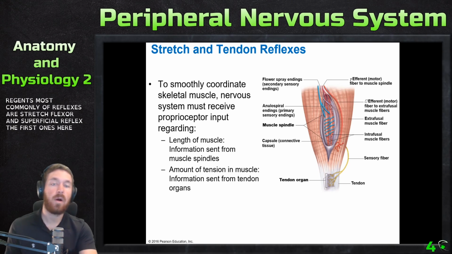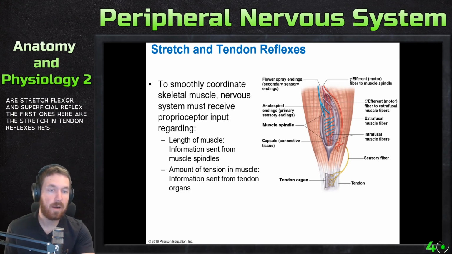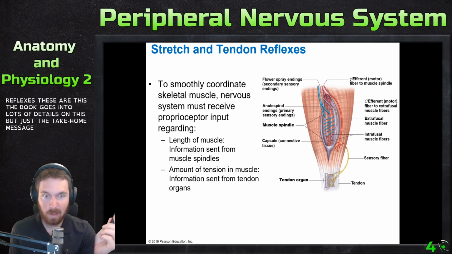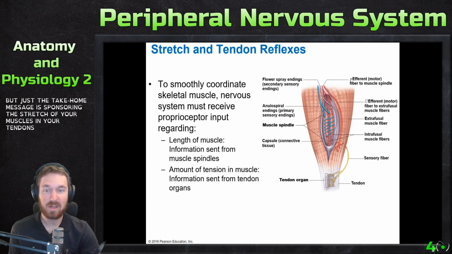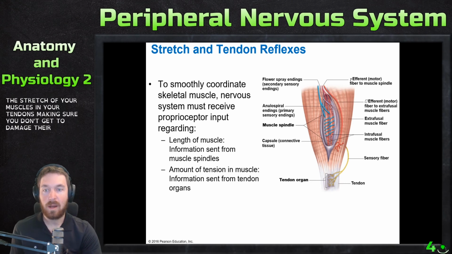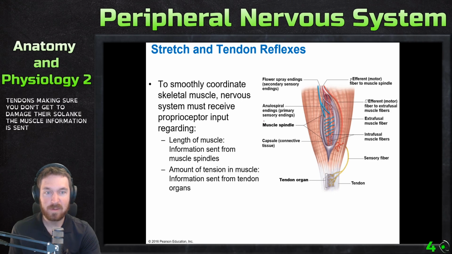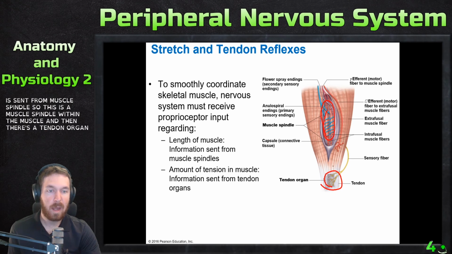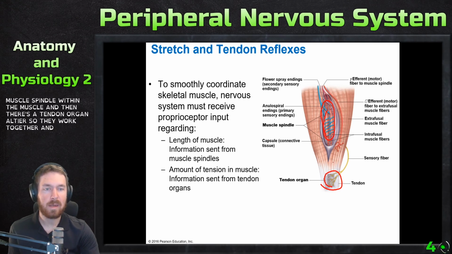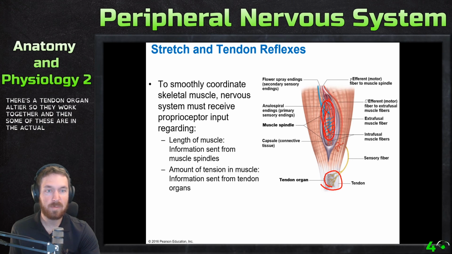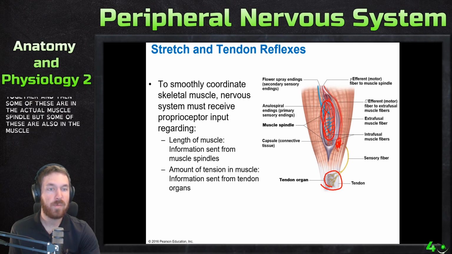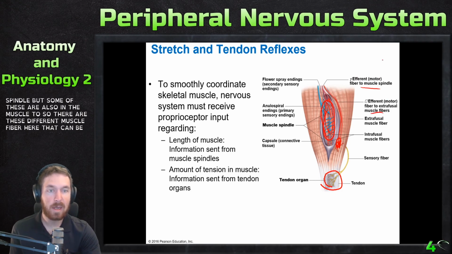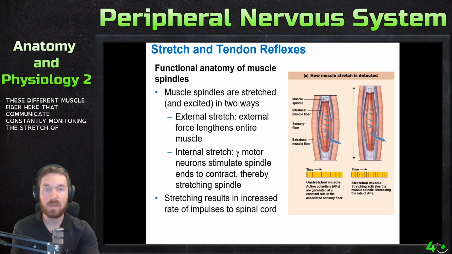The first ones here are the stretch and tendon reflexes. The book goes into lots of detail on this, but the take-home message is it's monitoring the stretch of your muscles and your tendons, making sure you don't get damage there. Length of muscle information is sent from muscle spindles. This is the muscle spindle within the muscle, and then there's a tendon organ out here. They work together. Some of these are in the actual muscle spindle, but some are also in the muscle too. There are these different muscle fibers here that communicate, constantly monitoring the stretch of this region.